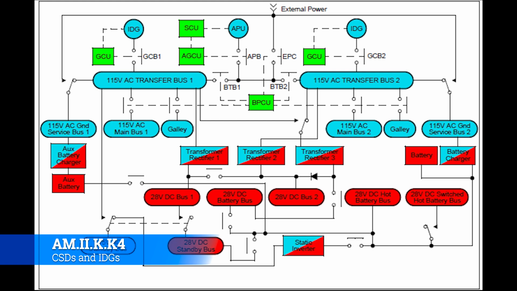That means if something were to happen, that hot bus is physically tied to the battery, so you know that you have at least that amount of time, or however long your battery's going to last. You have that available to you. You have a 28 volt DC switched hot battery bus, so you can turn that hot battery bus on and off in that particular situation, and see what that ties to.